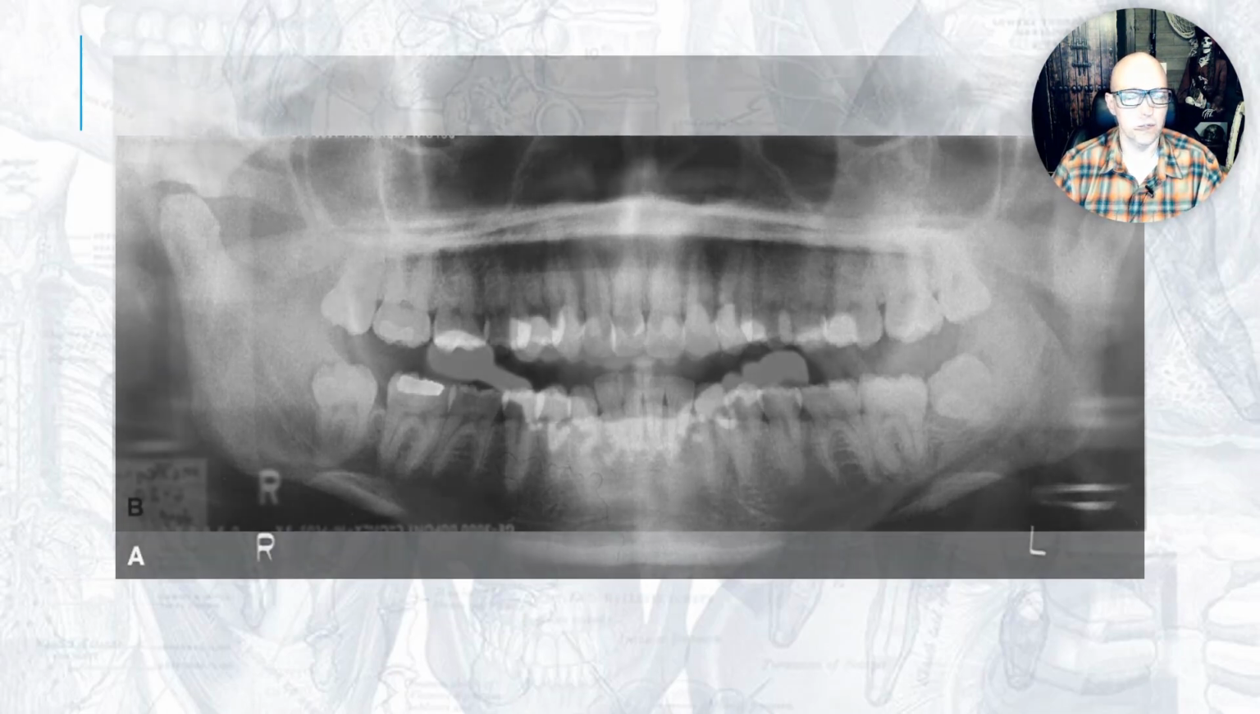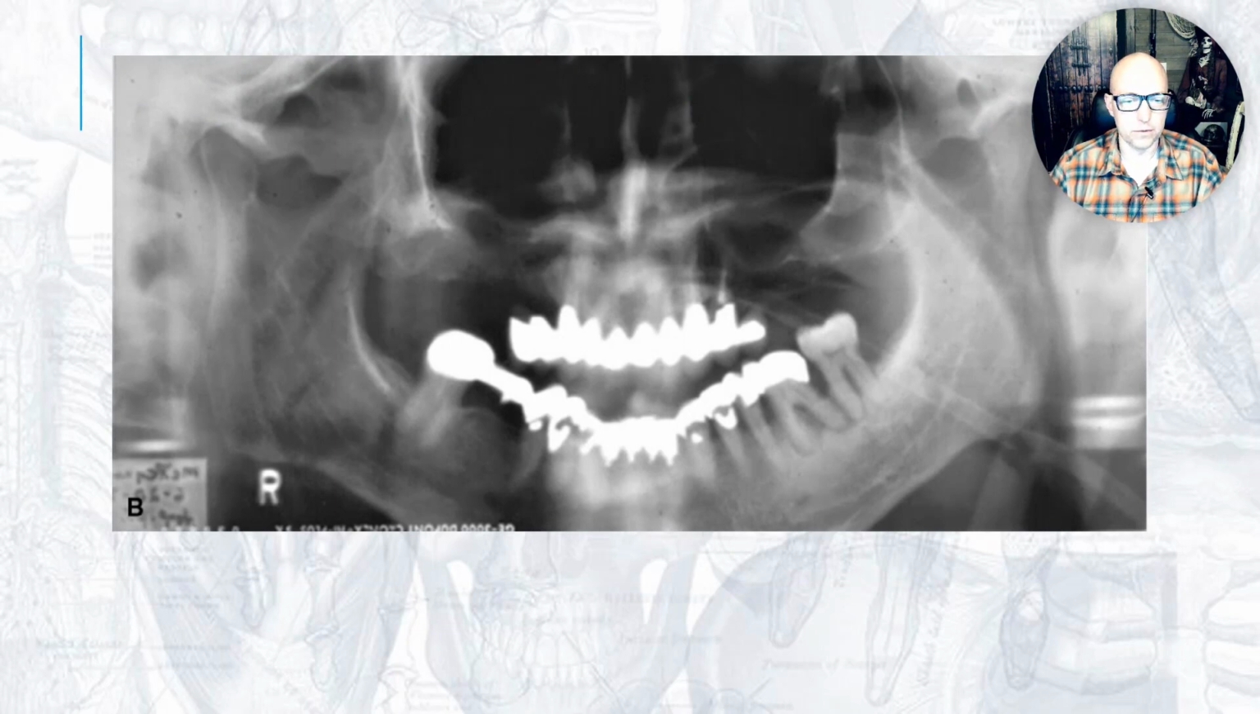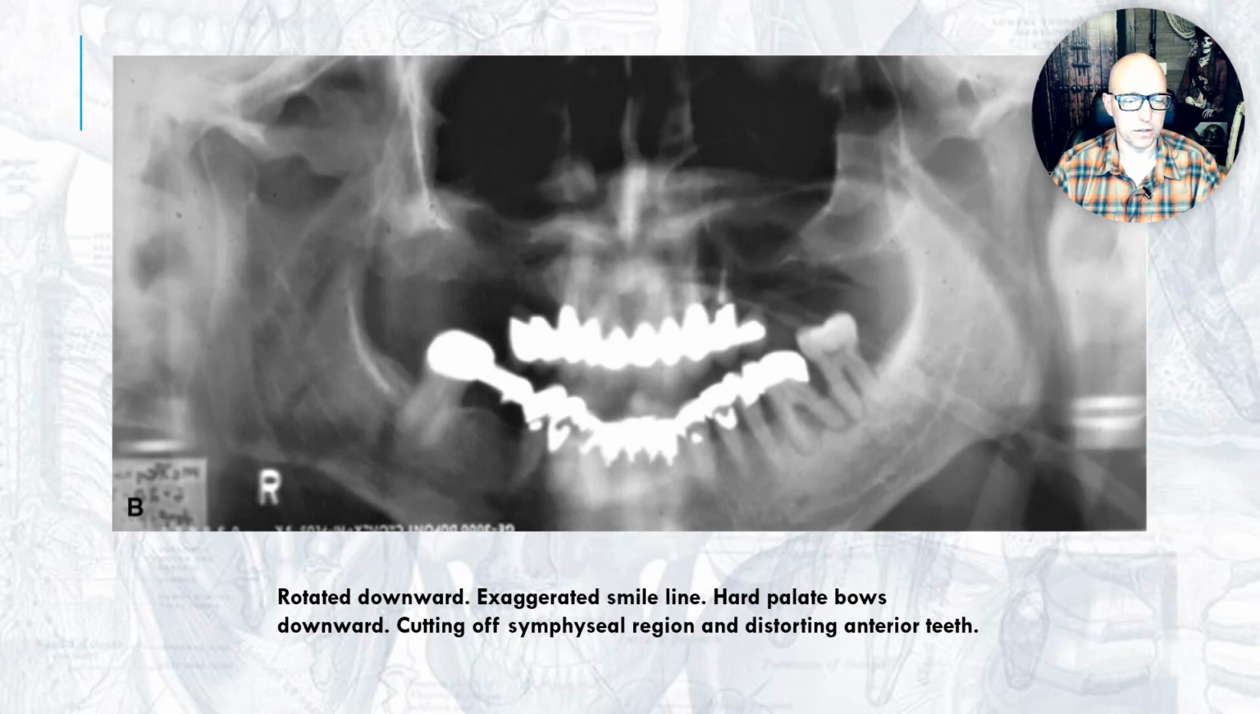This one, the chin's really down, so much that we cut the chin off, and everything's outside of the focal trough. Just looks overall bad, right? Not a great image. You see some of the posterior teeth in focus, but anterior does not look good.